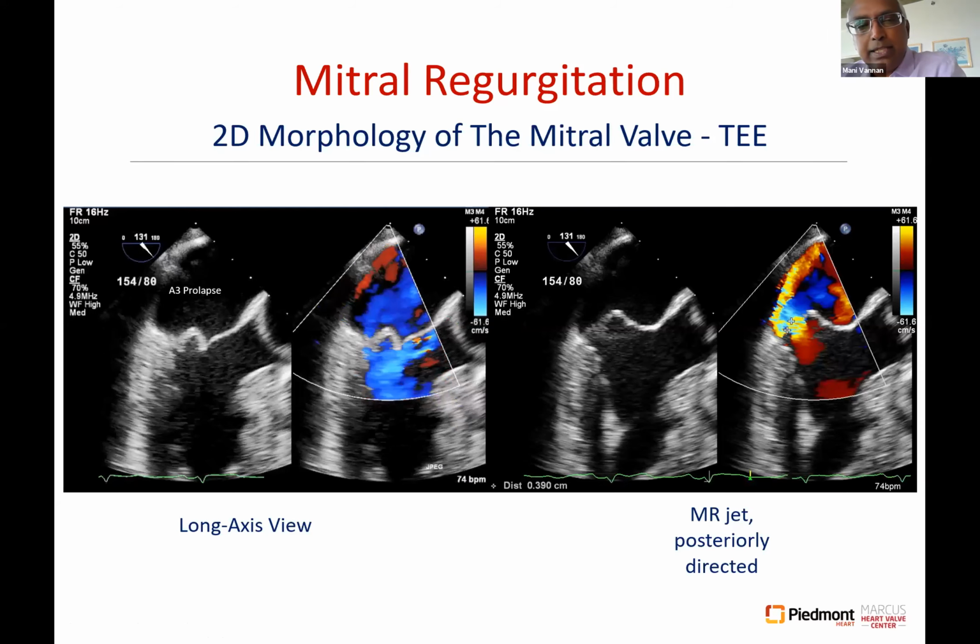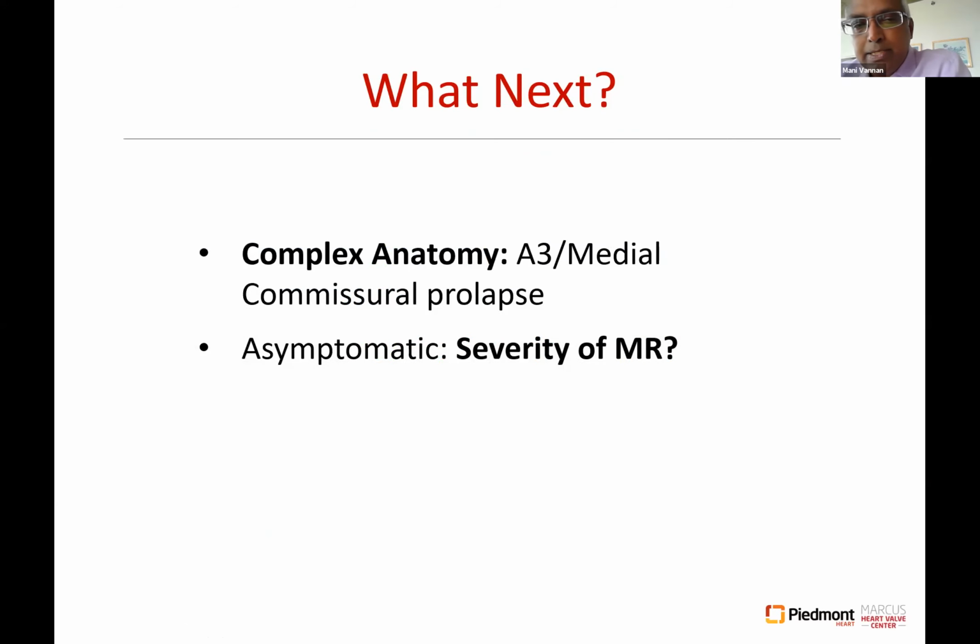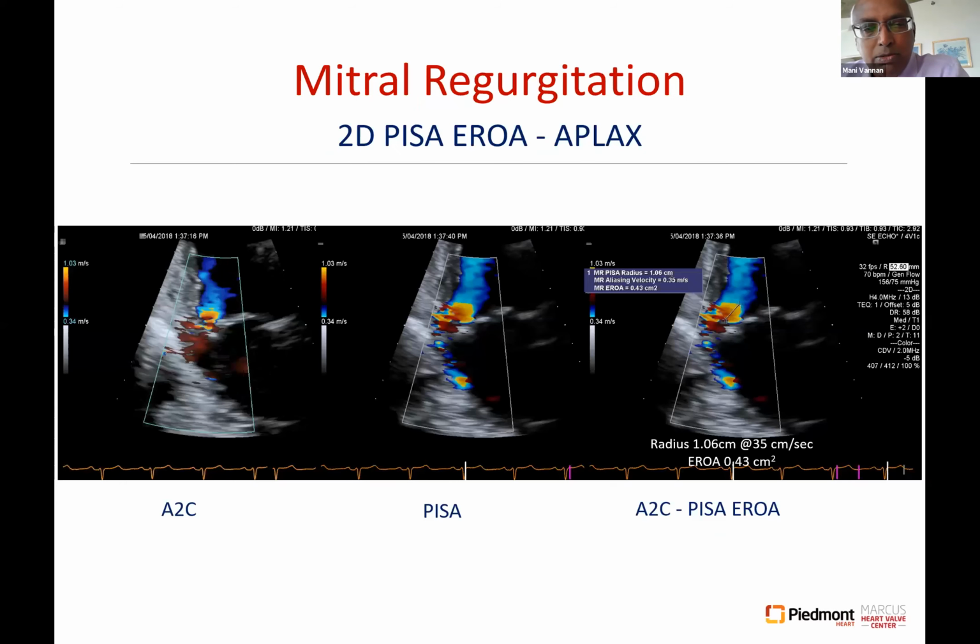So this lady seems to have a complex anatomy as the basis of her MR, perhaps A3 or a medial commissural prolapse. She's completely asymptomatic, and the question here is, how severe is this MR? This is 2D transthoracic echo.